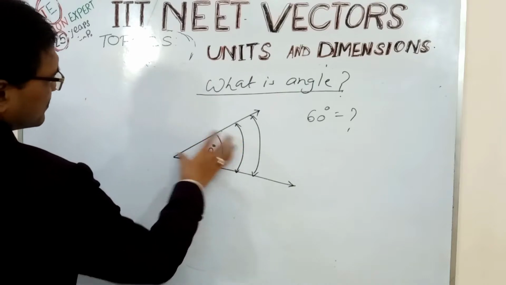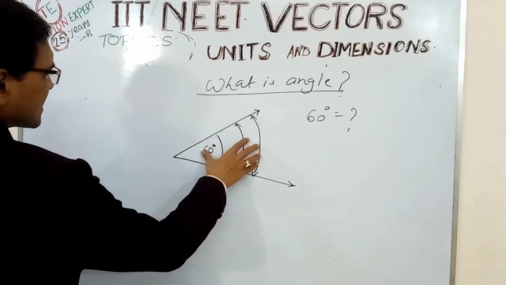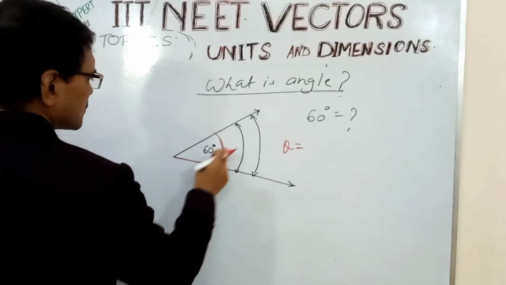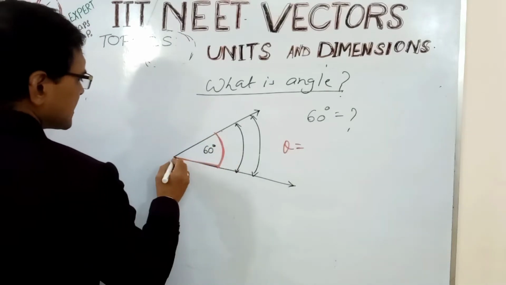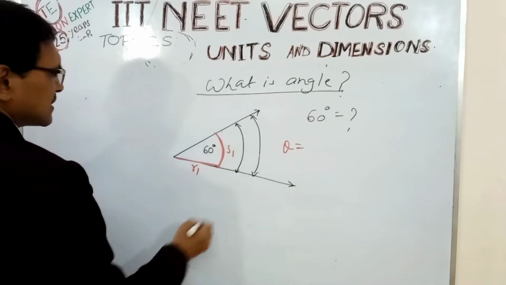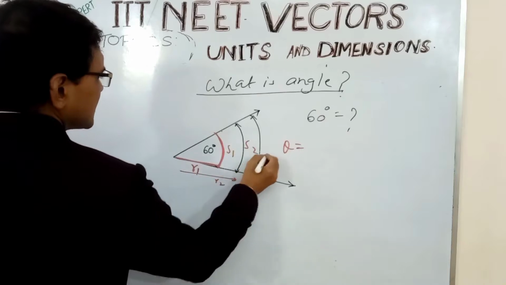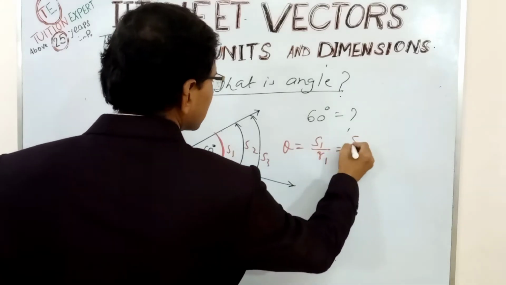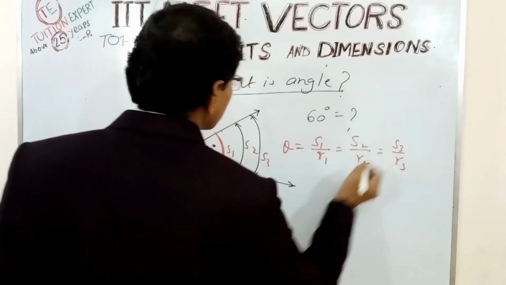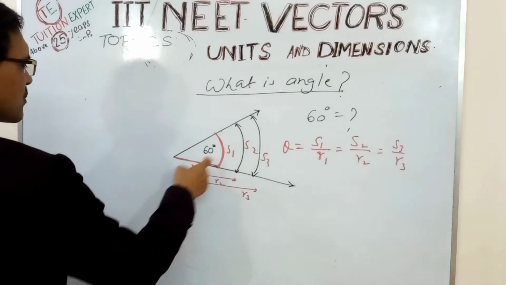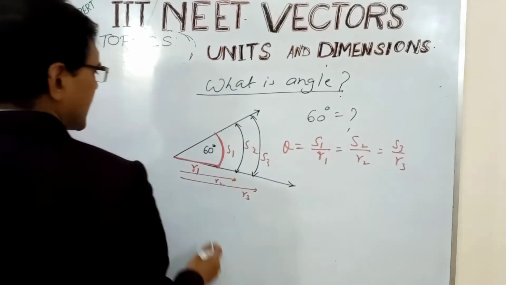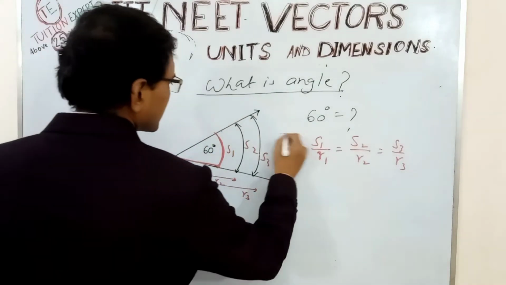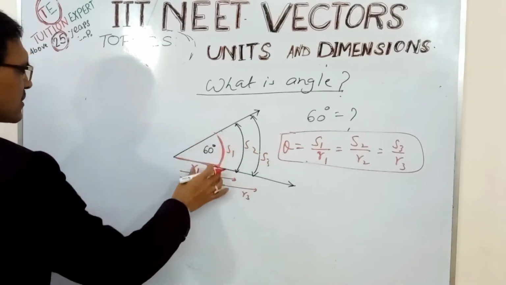And if he means that this is an area, then that area and this area would differ too. Angle is actually the ratio of two lengths: this is an arc length and this is the radius. Suppose this is S1, this is R1. This is S2, this is R2. This is S3, this is R3. So angle is defined by the ratio of two lengths: S1 by R1, S2 by R2, S3 by R3. As we increase the length from that point, the arc length also increases, but the ratio will be the same. That ratio is called the angle between two lines.